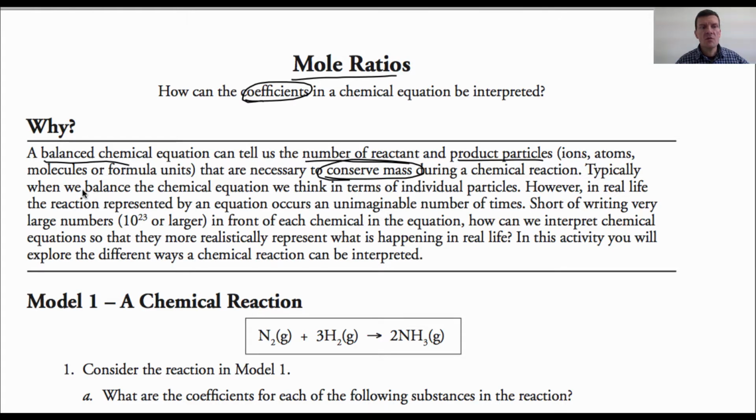So typically when we balance the chemical equation we think in terms of individual particles, but remember we mentioned that we can't see or count individual particles, so we often talk in terms of moles, a much larger quantity in chemistry. And remember that mole is just a number, okay? So we talk about larger quantities in chemistry instead of just an individual particle. So in this activity we are going to look at different ways to explore a chemical reaction and how we interpret the numbers in a chemical reaction.